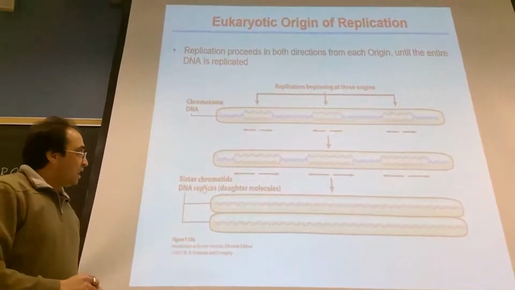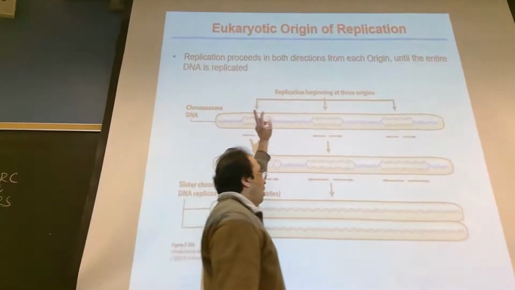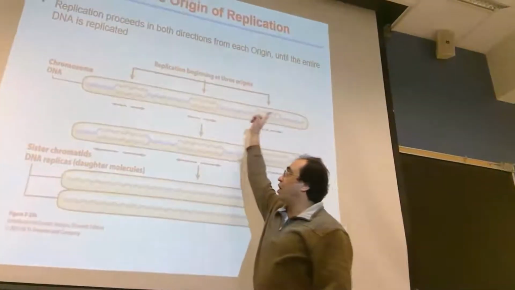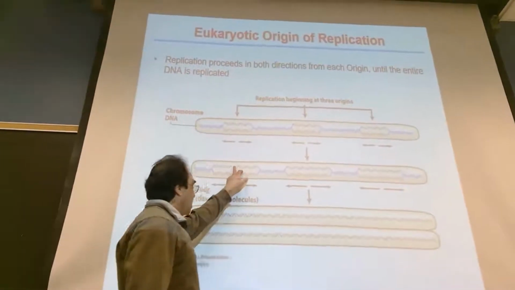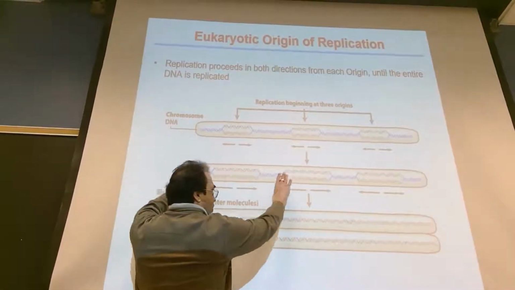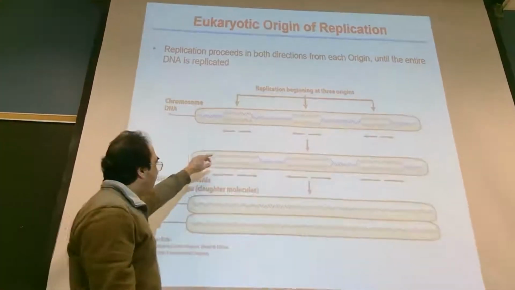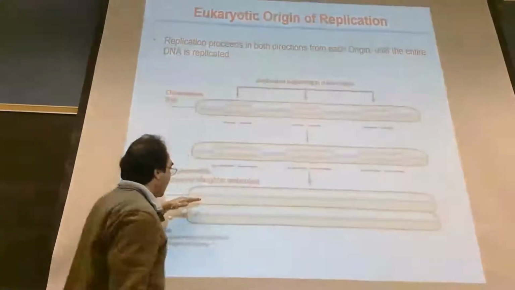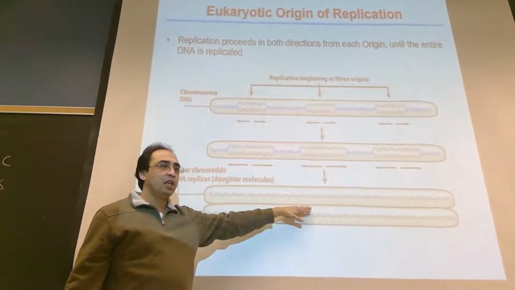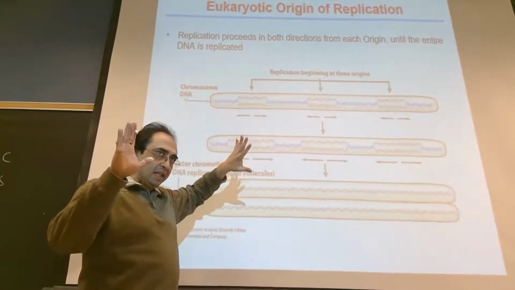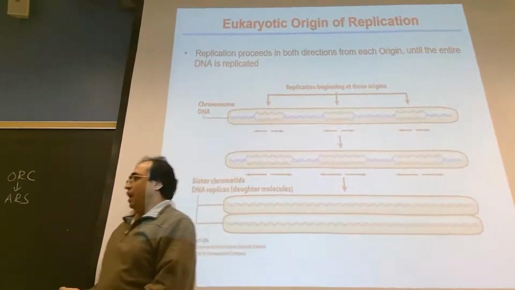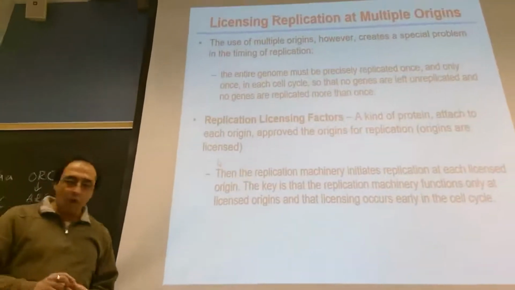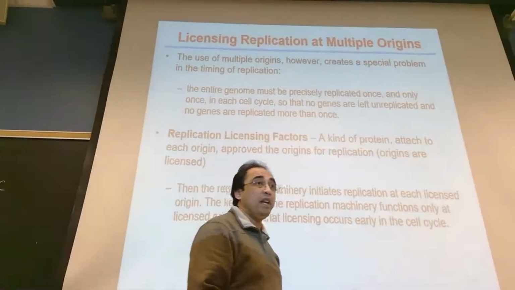And they have several origins. In case of linear DNA, just like ours, we have several origins of replication. From each origin, replication starts and goes in both directions. Finally, these two replication forks meet together, creating two separate chromatids. So, in a nutshell, this is the process of replication. Now, if we have multiple origins, how many origins are there?